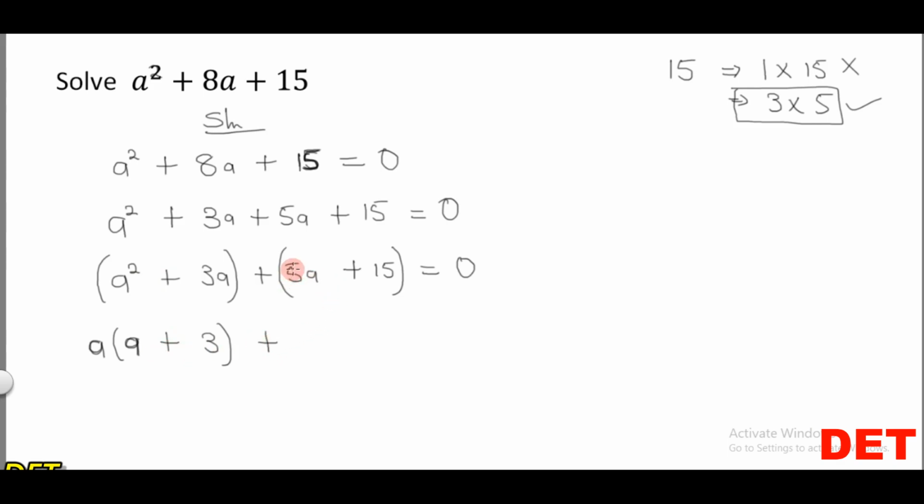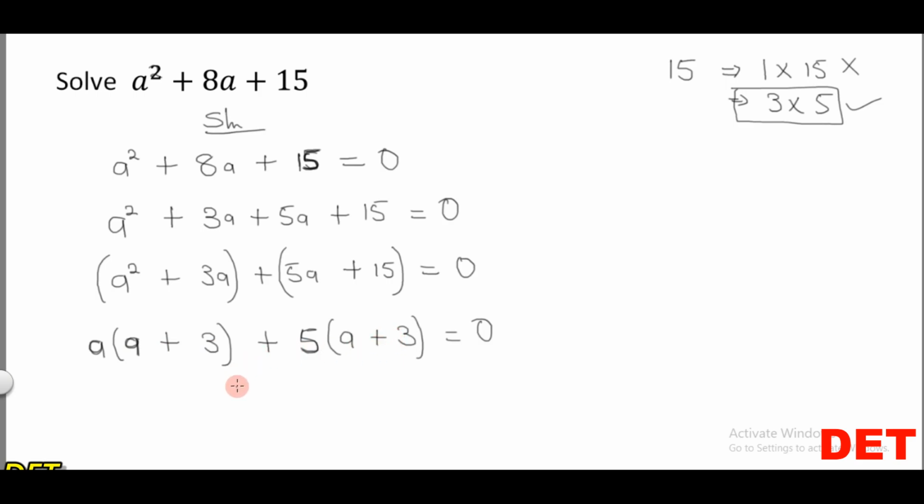Plus, what is common between 5a and 15? It is 5. So I'll write 5 and open a bracket. What will remain here is a plus 3, because 15 divided by 5 will give us 3, equal to 0. And remember, whatever you have within this bracket must be equal to what you have within this bracket. Here I have a plus 3, and here is also a plus 3. That means that we are correct.